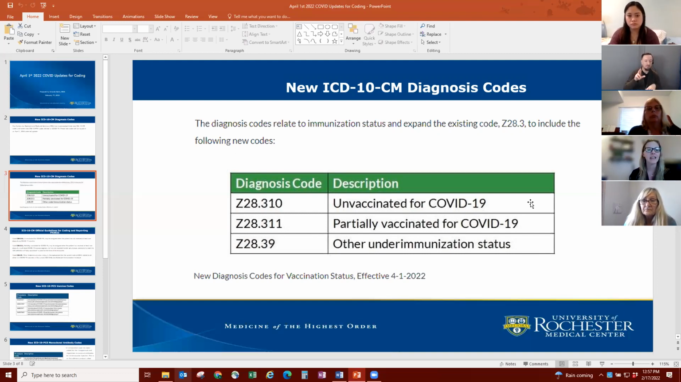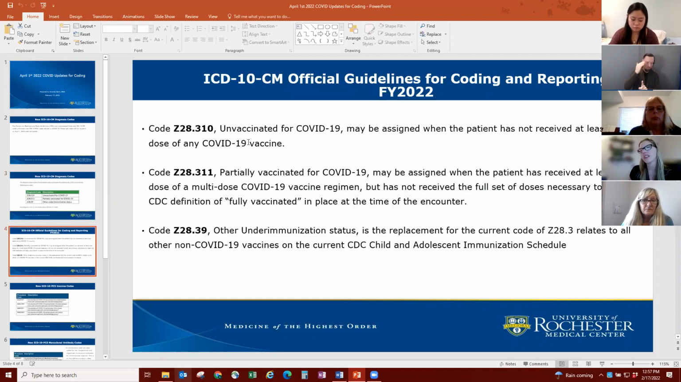Per the CDC guidelines, you're still technically considered partially vaccinated then. So that's what that code is referring to. And then Z28.39, other undetermined status. So if we don't know what their status is. So here's a little bit more information, broken out, really, what the code descriptions are. So if the patient hasn't received at least one dose, that's the one that we're going to use. If they're partially vaccinated, so they have at least one of the next.